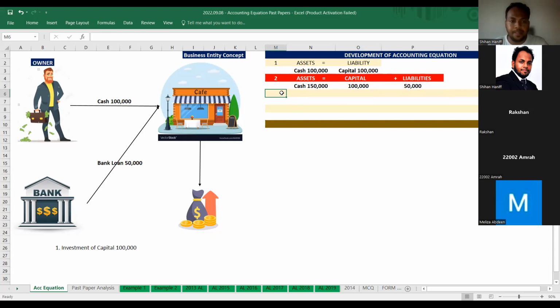The third step, then what happens? The business will continue. So when the business continues, there will be income and expenses, there will be sales, and there will be profits. Assume that they earn a profit of 25,000. So what happens?